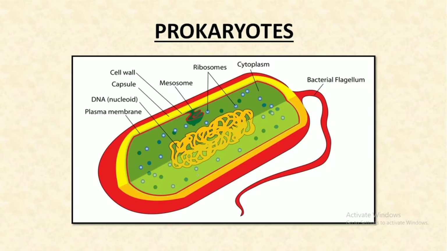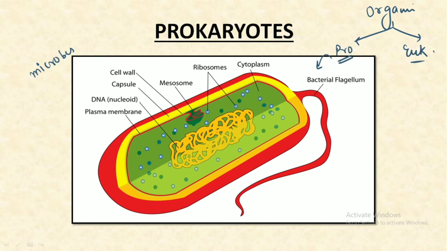So when we talk about microbial physiology, that means we are studying the microbes. And what are microbes? When we classify organisms depending upon their complexity, we have two main types of organisms. One are the prokaryotes or the primitive ones, and the second are the eukaryotes or the advanced ones. So microbes fall into the category of the prokaryotes, that is, they are the primitive organisms.